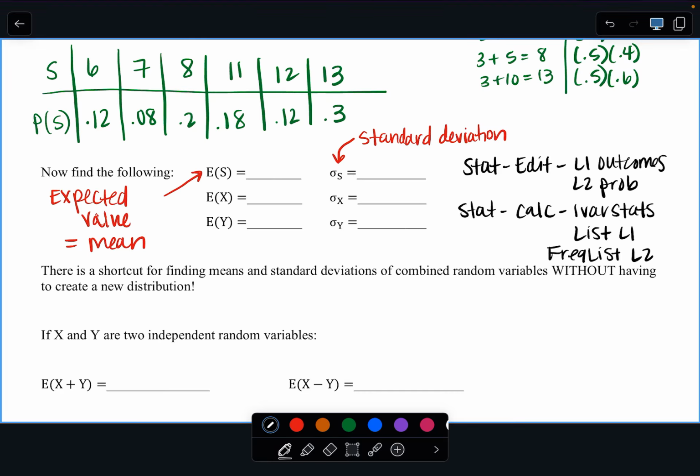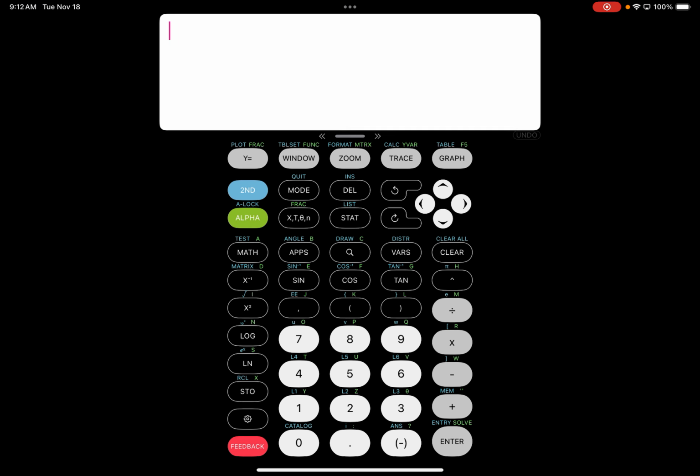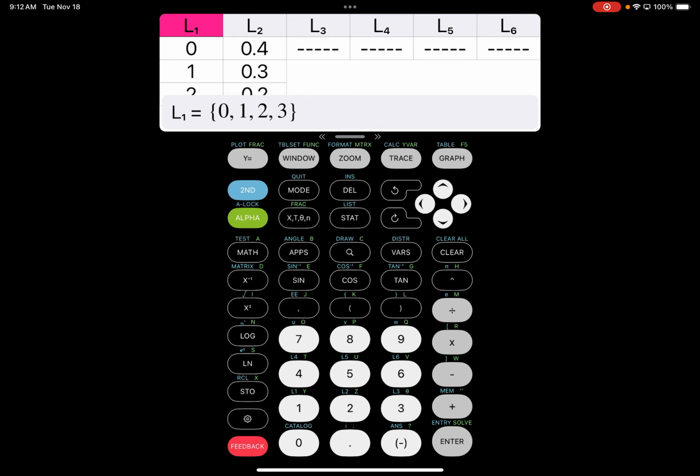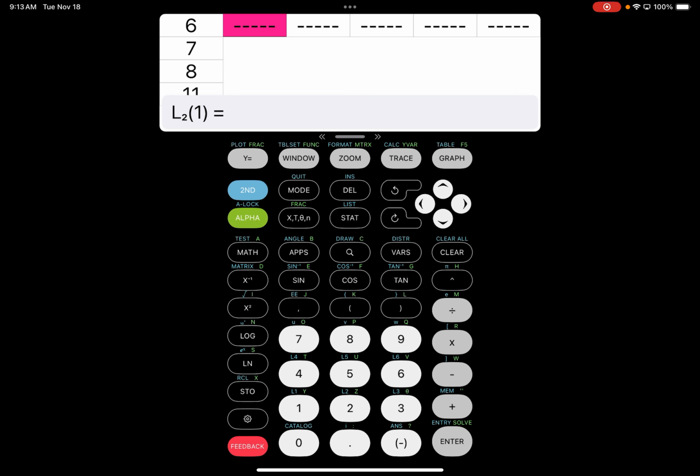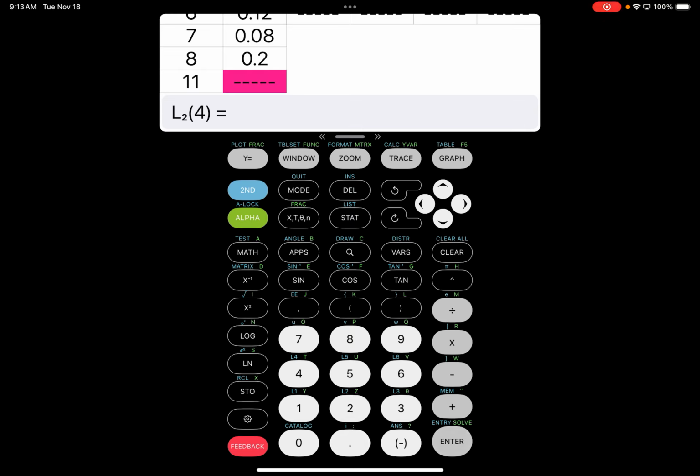Okay, so we have our calculator steps. Now, I'm going to walk you through this one time, and then for the rest of the notes, I'm just going to tell you what the values are. In my calculator, I'm going to go to Stat, go to Edit, and then change my lists. I'm going to clear L1 and L2. Then I'm going to type in all of my outcomes, and then all of my probabilities. They do have to match up in order, so don't mix and match for any reason.